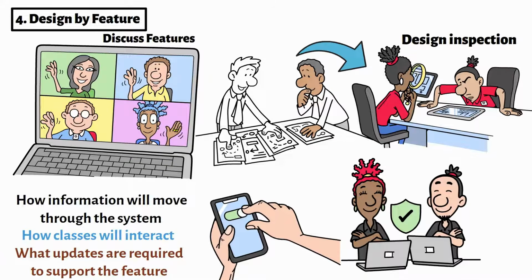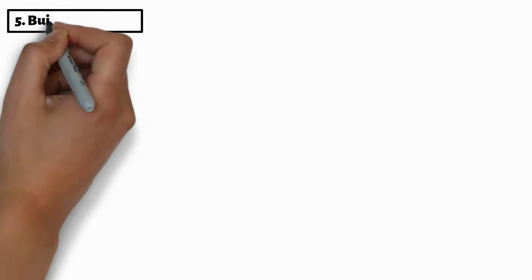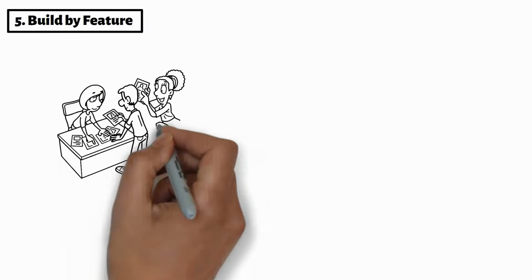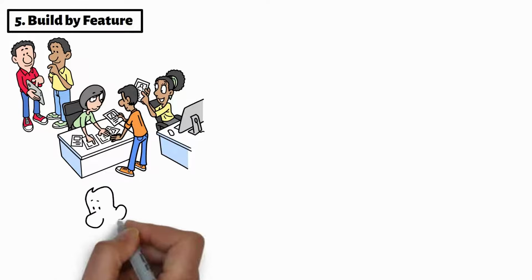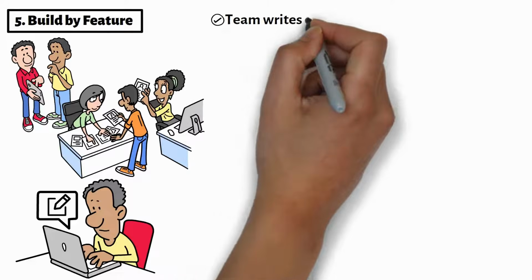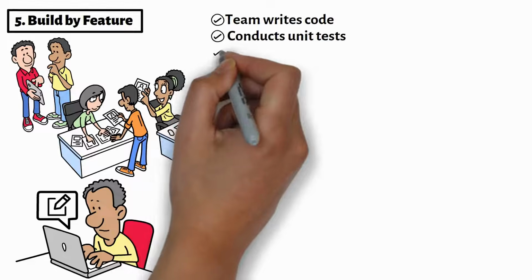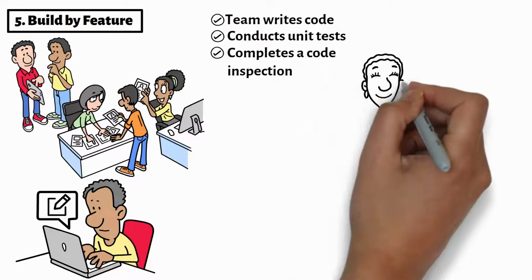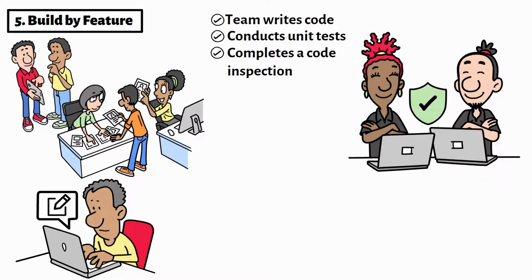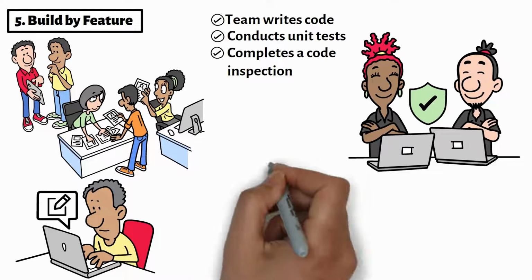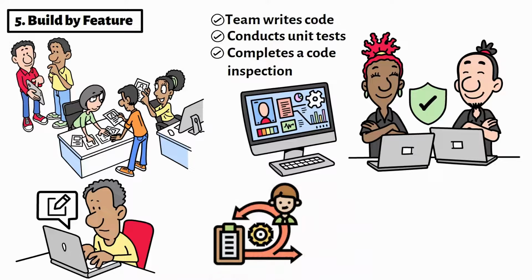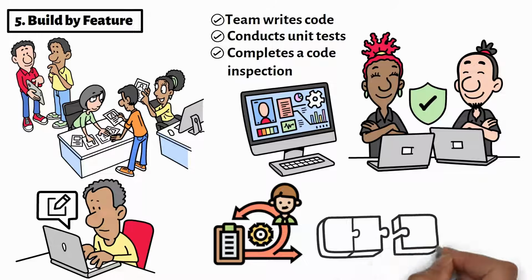In this final activity, Build by Feature, the feature team begins development. Each class owner updates their classes as needed for the feature. The team writes code, conducts unit tests, and completes a code inspection to verify quality. When the feature passes inspection, it is integrated into the main system. The team then repeats the process for the next feature. Over time, the system grows one feature at a time, creating a predictable and steady development rhythm.